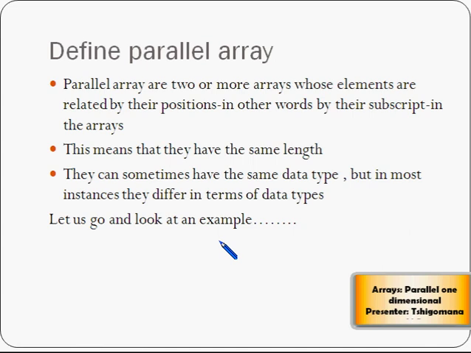Now let me repeat this. Parallel arrays are two or more arrays whose elements are related by their positions, by their subscript in the arrays. They have the same length. In other words, if, for example, one array has 5 elements, the other one, for it to be parallel, must also have 5 elements. Now let us look at an example.